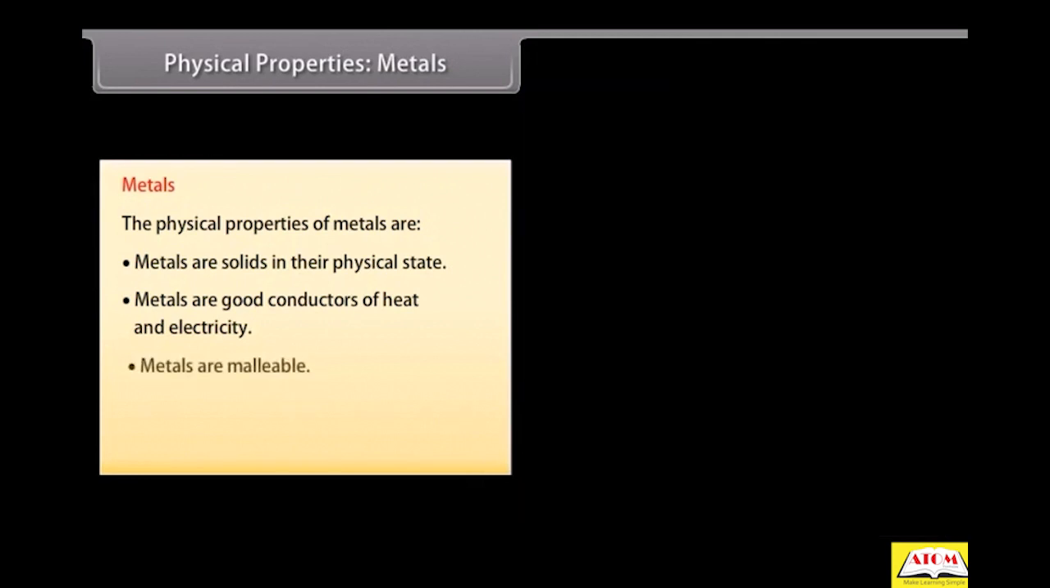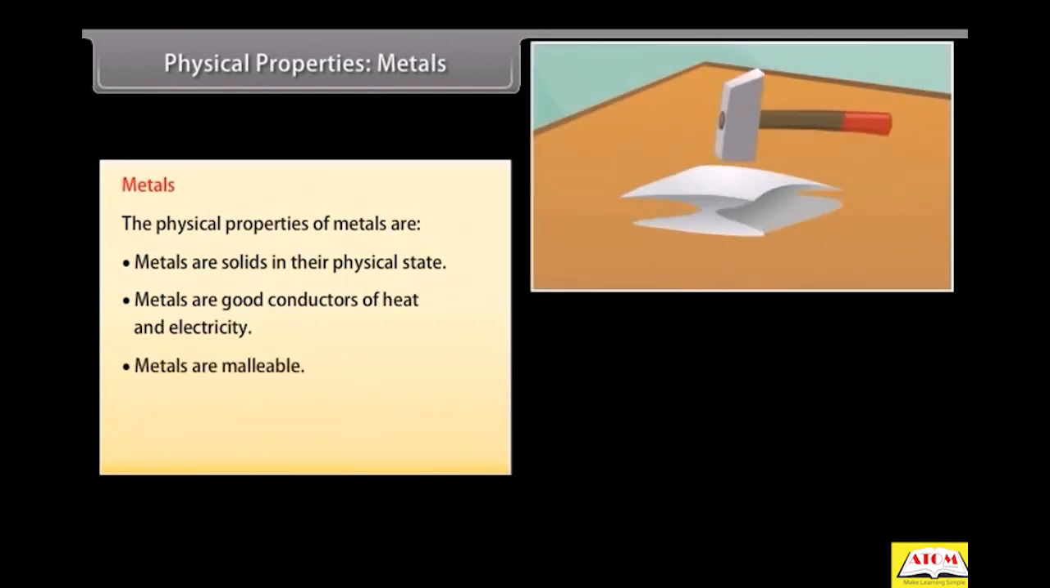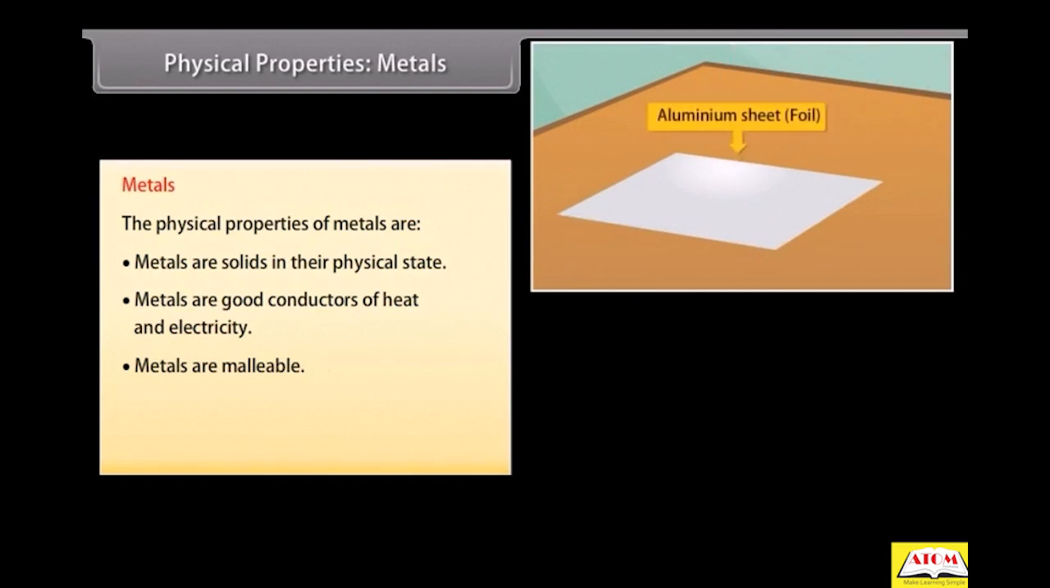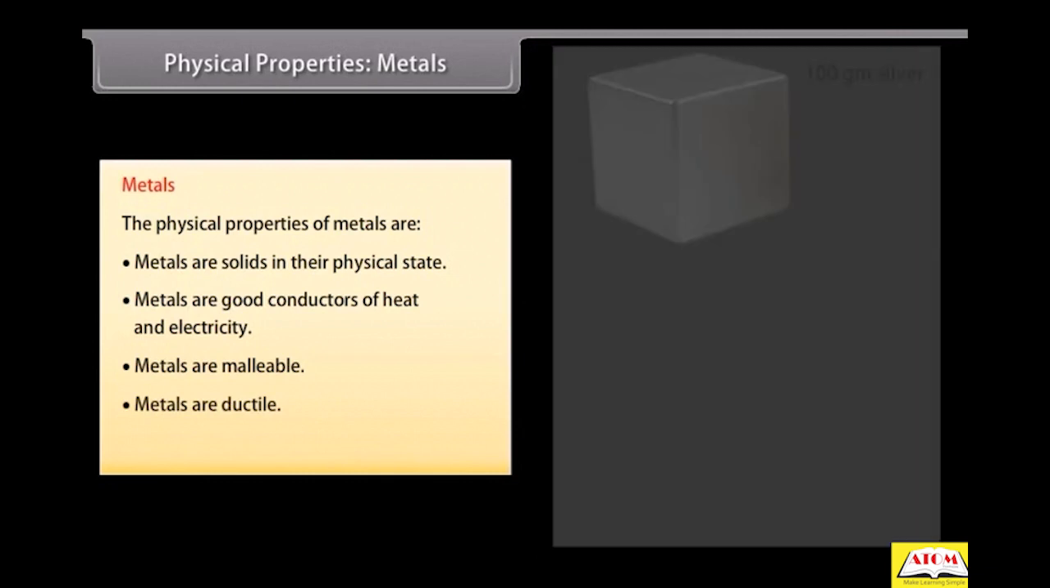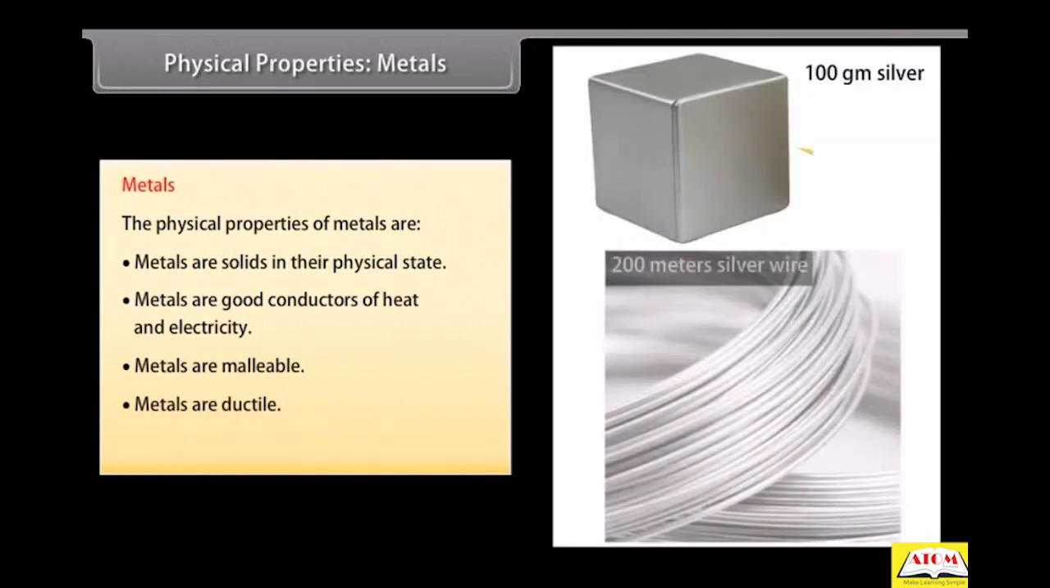Malleable. Metals can withstand hammering and be made into thin sheets known as foils. For example, iron is heated and then hammered into different forms, foils, shapes, etc. Ductile. Metals can be drawn into wires. For example, 100 gm of silver can be drawn into a thin wire of about 200 meters long.